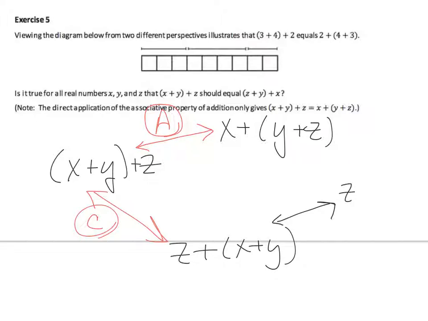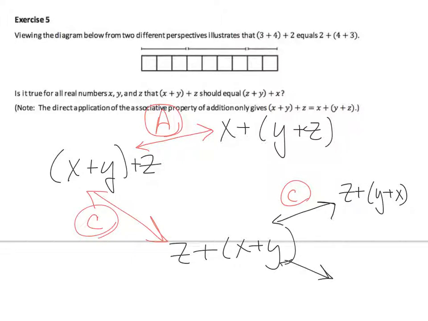What if I do z plus y plus x? What have I changed? Y plus, I said y plus x. Yeah, x plus y just flipped orders. So when I flip orders, I'm changing my commutative property.